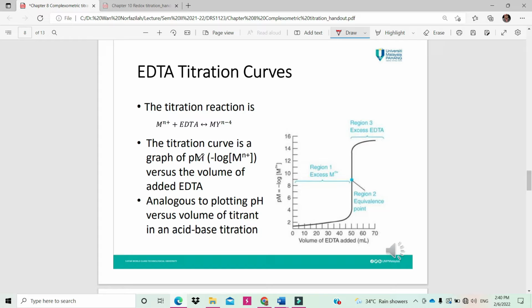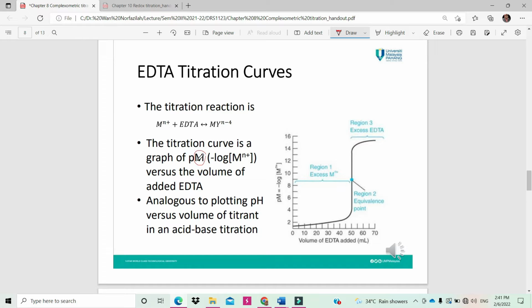Okay, so the titration curve is a graph of pM. Okay, remember acid-base titration is pH. Precipitation titration is pCl. For EDTA titration, it is pM. This capital M refers to the metal. It will change depending on what metal is reacted with the EDTA. If calcium, this one will be pCa. If magnesium, it will become pMg. If copper, it will become pCu.